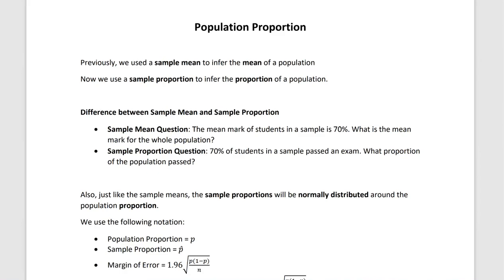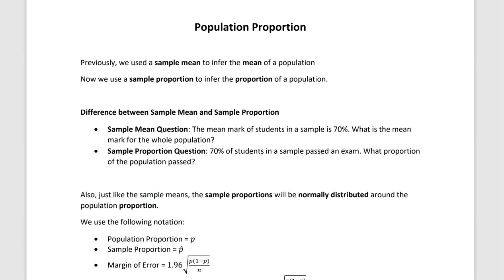In this video, I will be talking about population proportion. To get started, I just want to compare it with the previous questions we've done on sample means. The idea here is similar in some ways. We're working from a sample and using a statistic from the sample to infer something about the whole population.